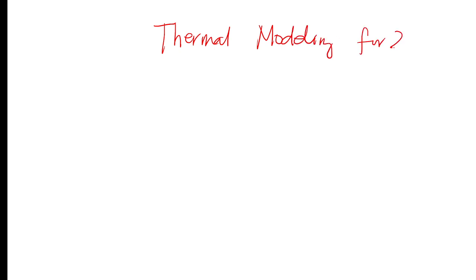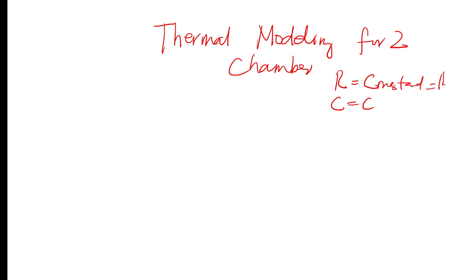So the thermal modeling for two chambers, wherein the resistance is constant and the capacitance is constant also. Meaning the resistance is the same, R equals R1 plus R2. And this one also, the capacitance at 1 is equal to the capacitance at 2.